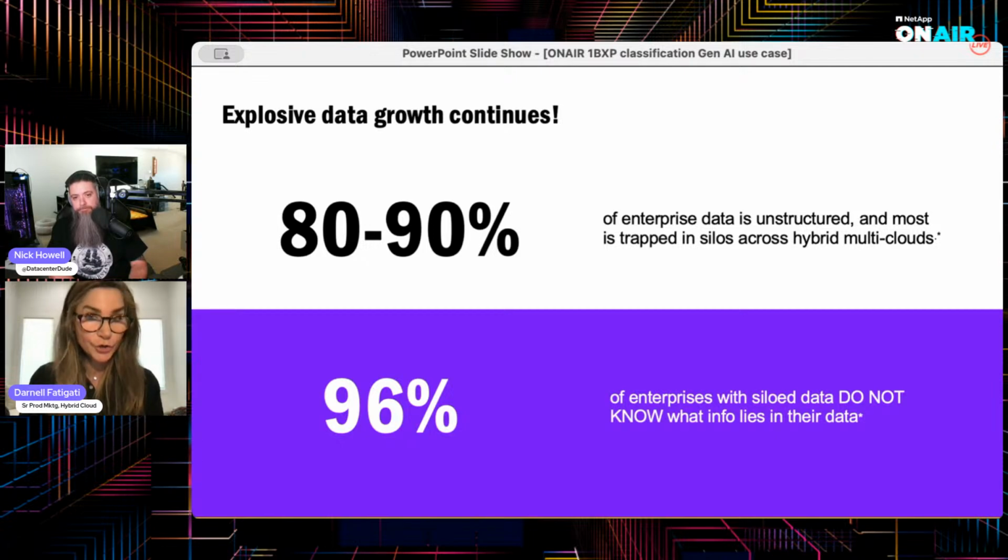How can you secure it? How can you be compliant? How could you figure out, from an AI perspective and a Gen AI perspective, what data you should be inputting so as not to deliver garbage? Yeah. So this is the biggest challenge: I just don't know what's in my data.